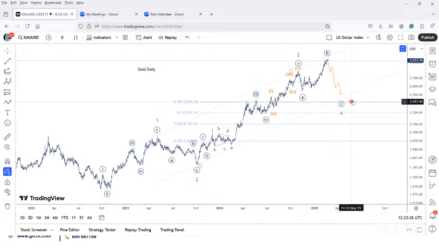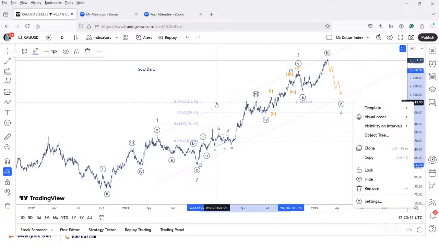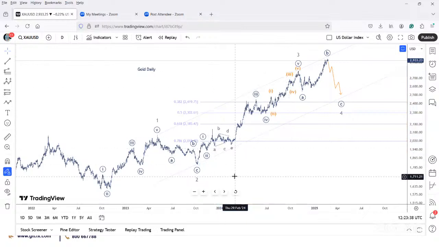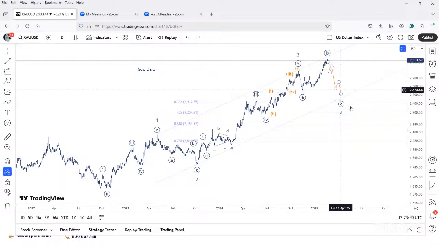The Fibonacci ratio is showing 2400, but I would say even if it goes to 2500, we would be more than convinced that technically the pattern is complete. All right, so that's the overall structure.